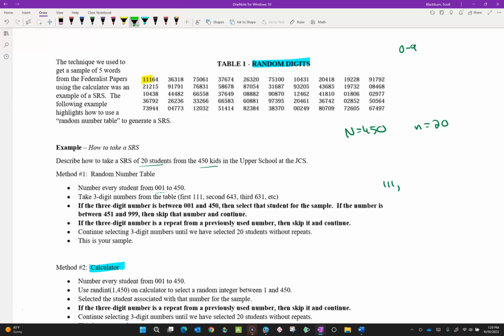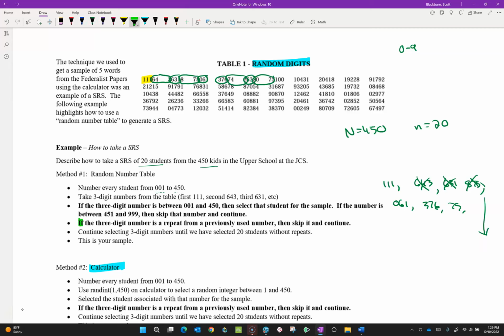The next number would be 643. 643 we would skip. The next number would be 631. 631 we would skip. Next number is 875. 875 we would skip. The next number is 061. 061, we would take that student. That's our second student. And then you just keep going. 376, take them. 742, skip it. 632, skip it. 075, take them. Okay? And we're going to do that until we get 20 kids.